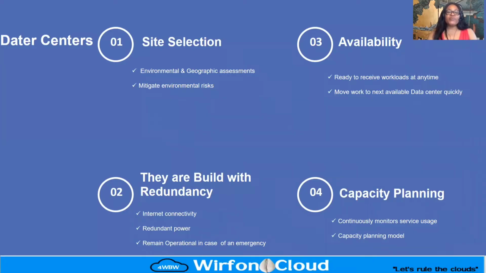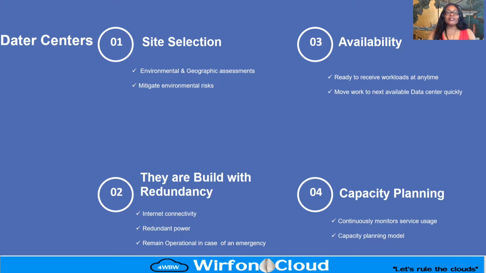Next, I want to explore a few points about data centers, and this concerns criteria to choose a site location. Prior to choosing a data center location, AWS performs initial environmental and geographic assessments, and these assessments are meant to mitigate environmental risks such as flooding, earthquakes, and extreme weather.